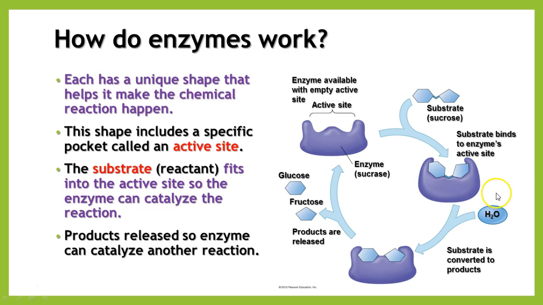When it fits into that spot, it's going to make the enzyme change shape a little bit to make it easy to break that bond and add the hydrogen, and so the hydrolysis reaction is going to occur here. And the products are going to be released, glucose and fructose, which make up sucrose, and then we end back with our enzyme that looks exactly like it did to begin with. Okay, so the substrate fits into the active site, the enzyme is going to catalyze or make easier the reaction, and then the products are going to be released and the enzyme is available to be used again.